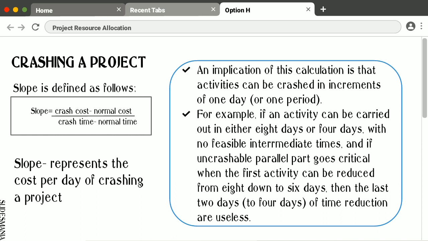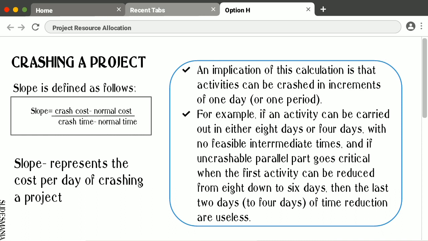An implication of this calculation is that activities can be crashed in increments of one day. Often, this is not true. A given activity may have only 2 or 3 technically feasible durations. The pesos per day slope of such activities is relevant only if the whole crash increment is useful. For example, if an activity can be carried out in either 8 days or 4 days with no feasible intermediate times, and if an uncrashable parallel path goes critical when the first activity is reduced from 8 down to 6 days, then the last 2 days of time reduction are useless.